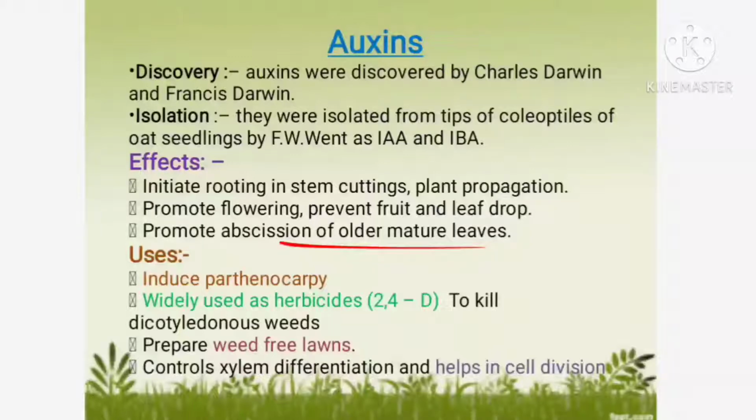Next, uses. What are the uses of auxin? It is inducing parthenocarpy. One new term, what is parthenocarpy? Parthenocarpy means producing seedless varieties. You have seedless apple, seedless orange, seedless grapes, right? So, if auxins are artificially put in these plants, they induce what? Parthenocarpy. You would have come across this term, isn't it? So, parthenocarpy means developing seedless varieties.